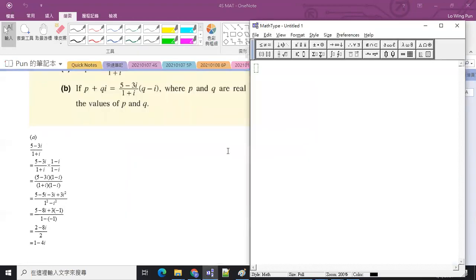The question is the same. p plus qi is equal to (5 minus 3i) over (1 plus i) times (q minus i). This is part B. You need to realize that we have already simplified this fraction in part A. So we are going to use the result in part A to change this fraction to be 1 minus 4i, times (q minus i).